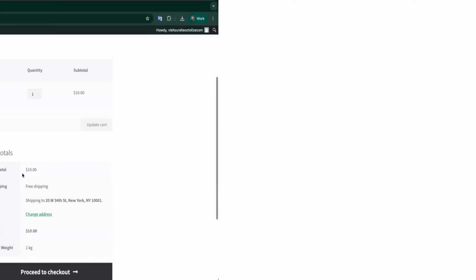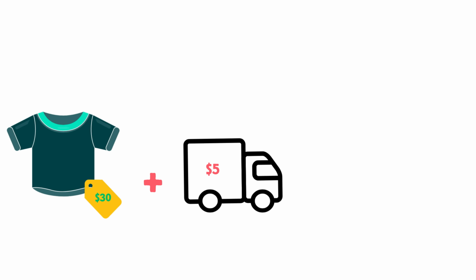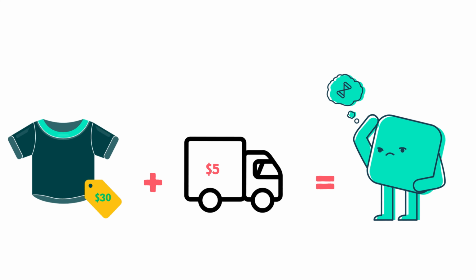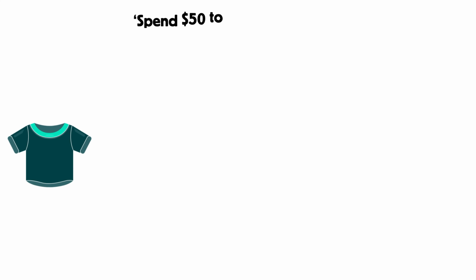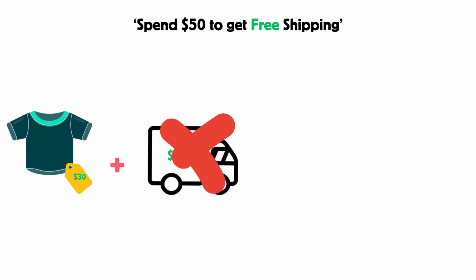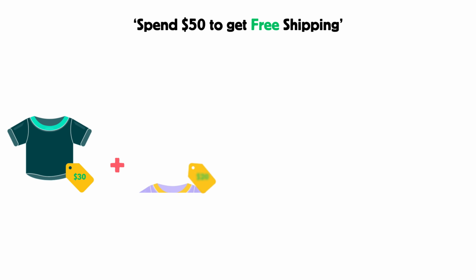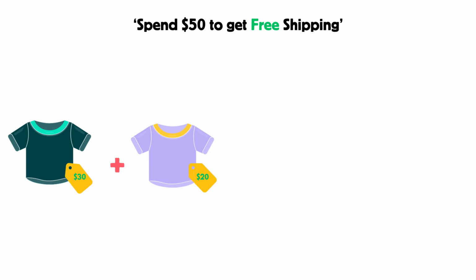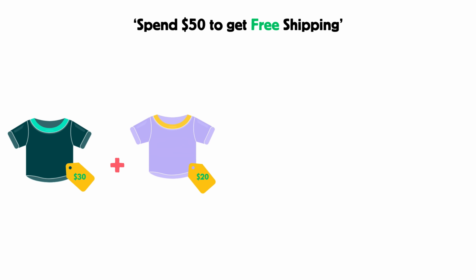It's simple psychology. Imagine your customer has a $30 t-shirt in their cart. Shipping costs $5. They feel like they are losing that $5. But if you tell them, spend $50 to get free shipping, suddenly that $5 shipping fee becomes an enemy. They would rather buy a second t-shirt for $20 and get something real, than pay $5 for nothing.